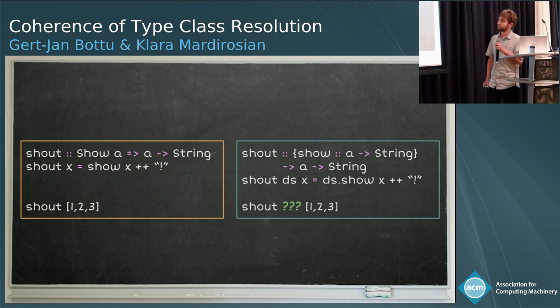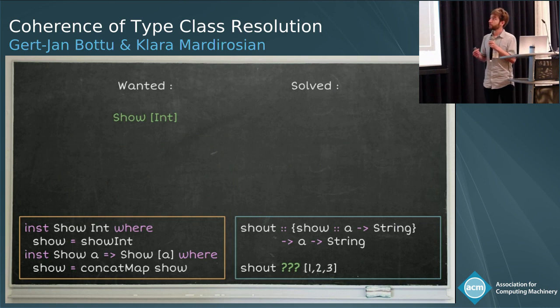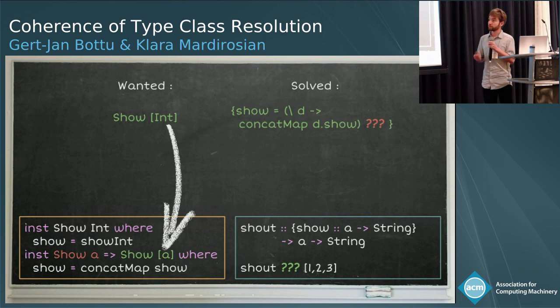What do you mean provided? How do we do that? Well, through a process called resolution. So basically, we now have a wanted constraint Show of lists of Int. So we match against our instances, and we find a matching instance for lists. So we construct our record, but we know that it has a residual constraint Show of Int.